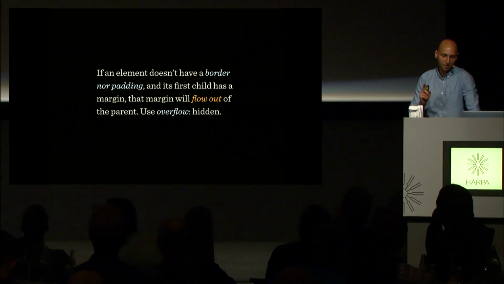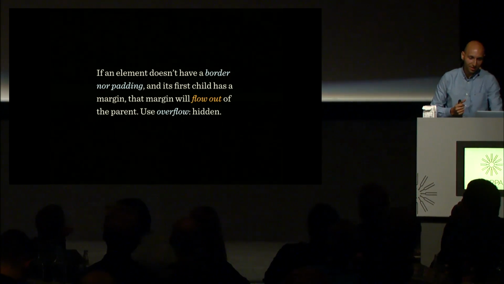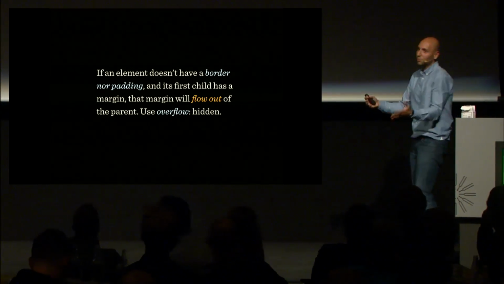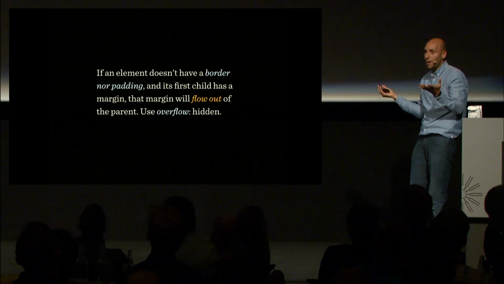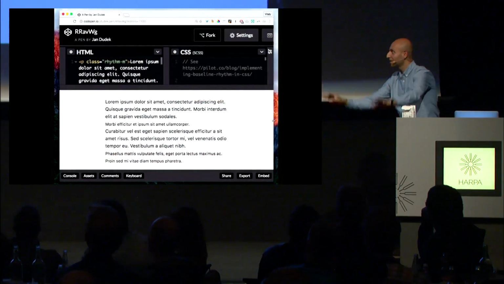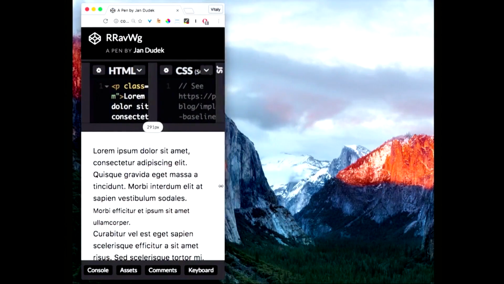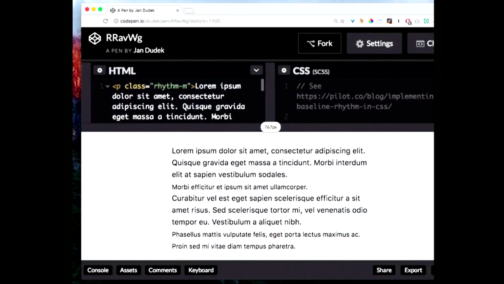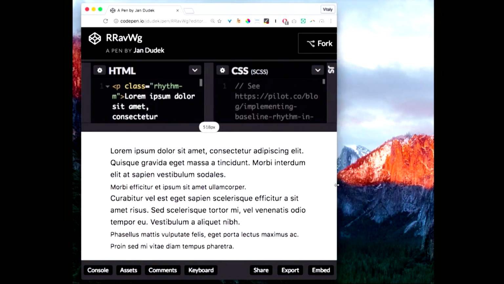We have only one problem. If an element doesn't have a border, no padding, and its first child has a margin, that margin will flow out of the parent, right? Because we defined the negative margin, but the actual parent has no padding, so it's going to flow out. So we need to put overflow hidden on it. That's okay. If you could see the lines, you will see that all of this text is sitting right on the grid line, without us having to do anything, without any media queries, without anything. Just works using a little bit of calc.